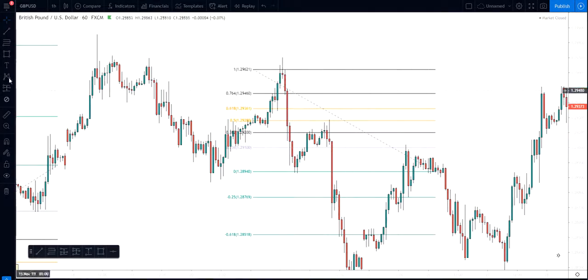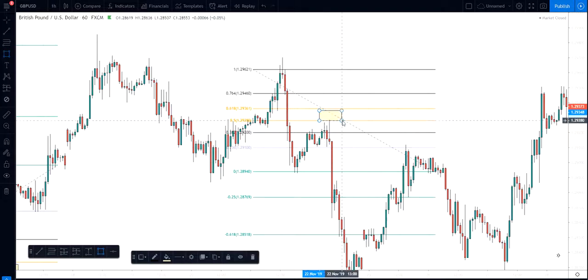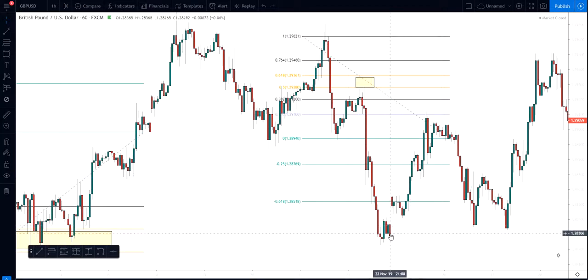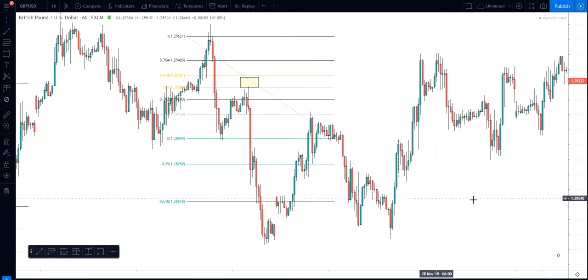Do we have that rejection? Yes, we do have that rejection. Look at it, it barely kissed it, but it still rejected the zone. If you would have entered right here, boom, look at the droppage there. Probably like 90 pips right there dropped. Huge rejection and drop, okay?